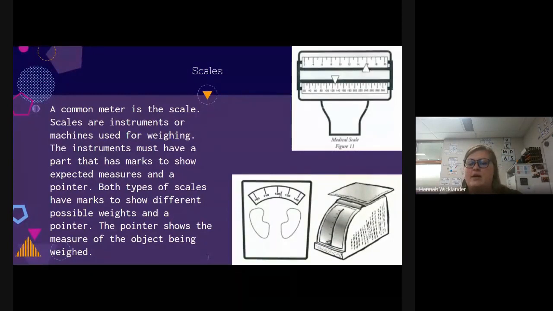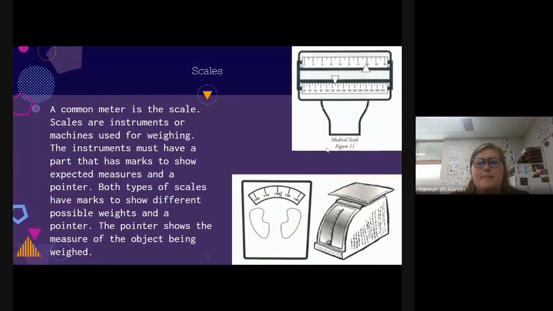So you can have a scale that reads something as small as paper clips. You could put paper clips on a scale and it would weigh it in ounces or grams, or you could have something that weighs all the way up to huge cows that are thousands of pounds. So you can have large scales, medium scales, or very small scales. Both types of scales have marks to show different possible weights and a pointer, and the pointer shows the measure of the object being weighed. So the pointer will show you exactly what the weight is.